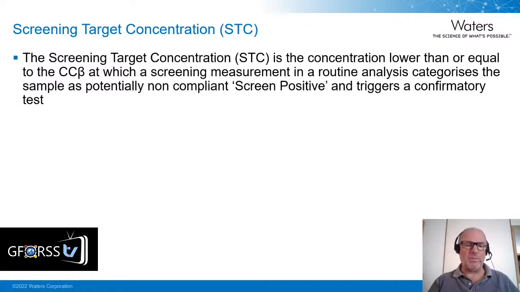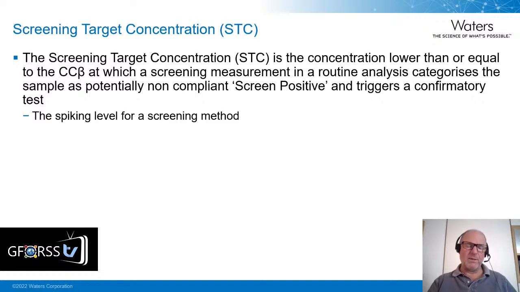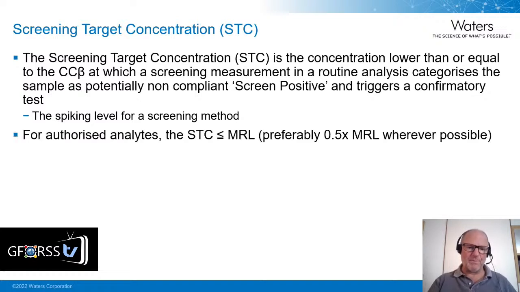Another important term used when referring to a screening method is screening target concentration, STC for short. Screening target concentration is defined as the concentration lower than or equal to the CC-beta at which a screening measurement in a routine analysis categorizes the sample as potentially non-compliant and triggers a confirmatory test. So you can think about the STC as being the spiking level for a screening method.